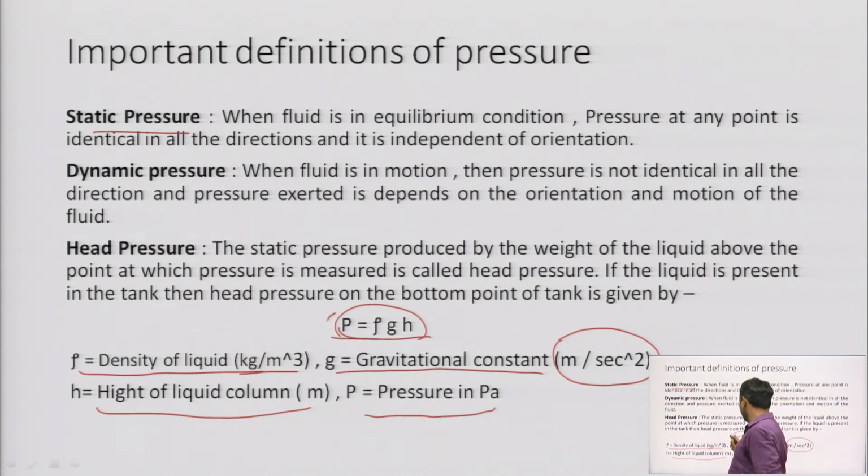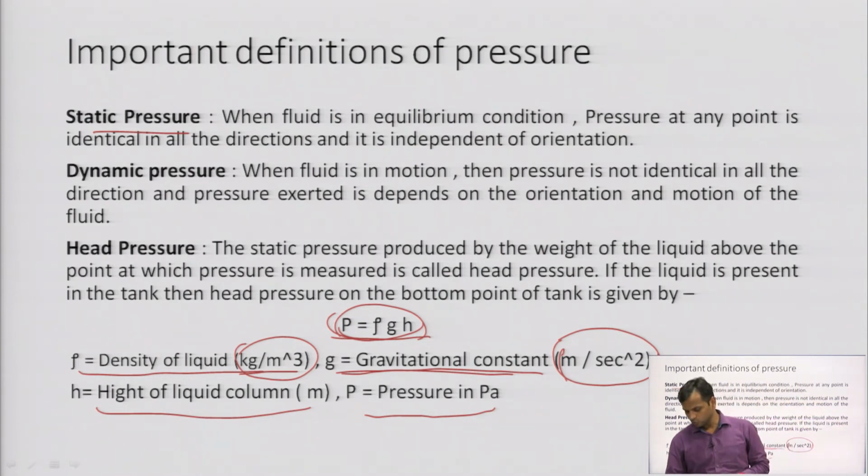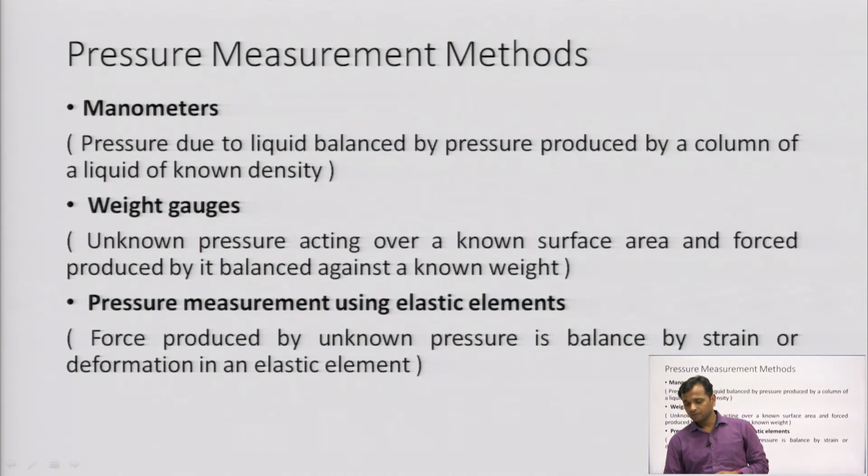So, here P is equal to rho g h, where P is the head pressure, rho is the density of liquid in kg per meter cube. You need to remember this unit when you are solving the numericals, and g is the gravitational constant, that will be in meter per second square. h is the height of the liquid column and P is the pressure in Pascal, or the head pressure, that you can call it more precisely. So, this is the basic formula and these are some important definitions about the pressure.